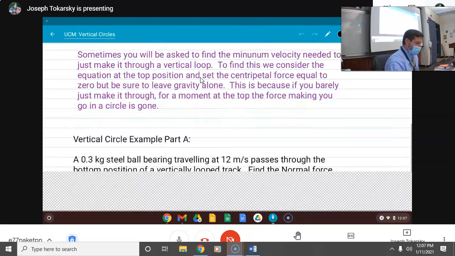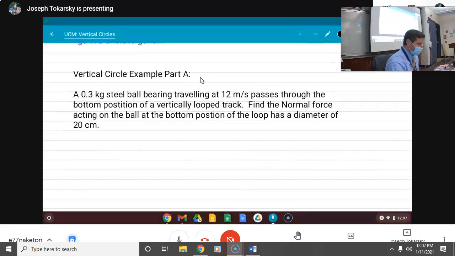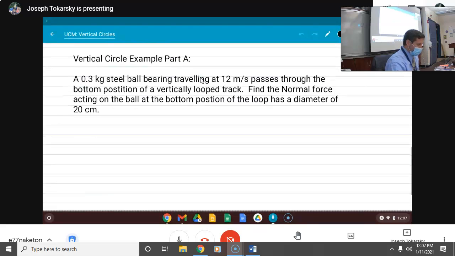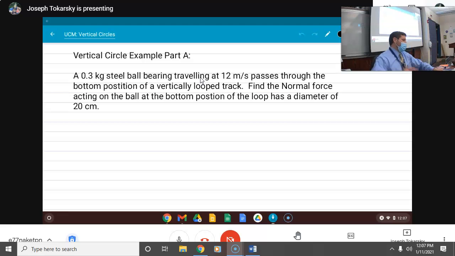So this is just an example, not out of your book, but one I made up. So it's up to you if you want to write this down with me. I will post it. I'll give you a second if you want to get your things out.